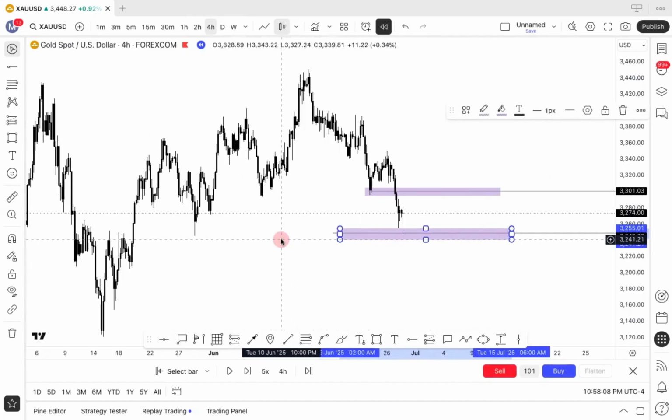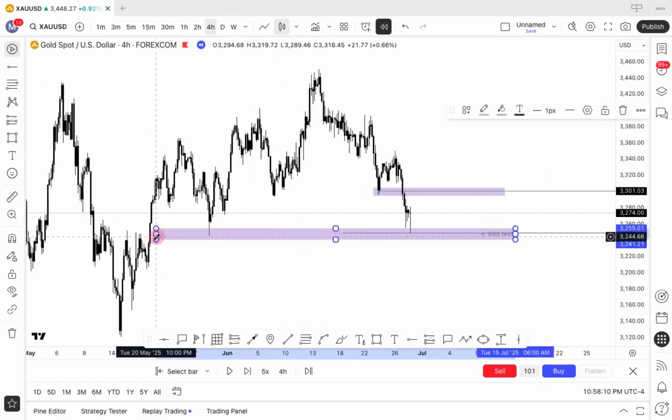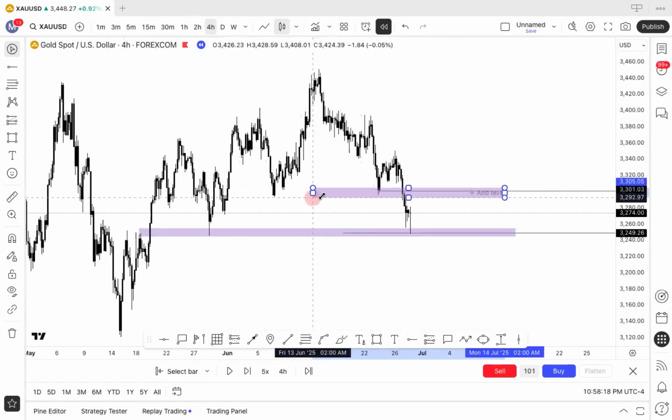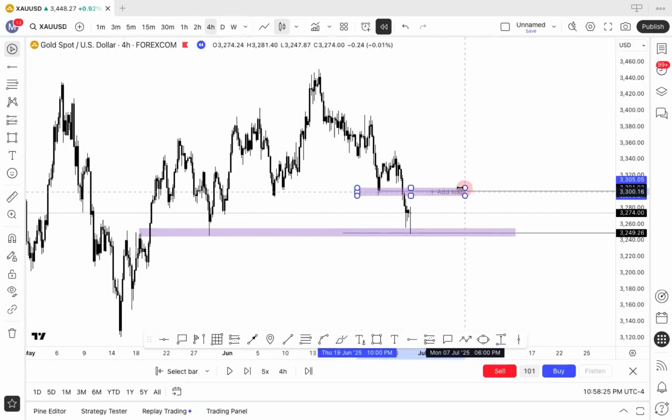Okay. If I wanted to validate these zones, what can I do? I can look left. I can see we had a touch there. Beautiful. We had a touch there, touch there. Even if I drag this one, we have multiple touches there. If you don't want to drag it, just have it at current price. Does not matter to me as long as it's easy for you to see.